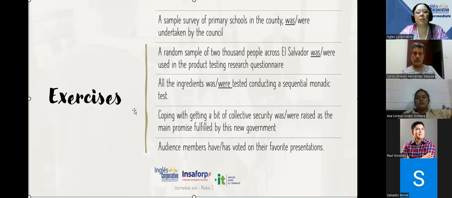Was. Why, Ana Lorena? Because talk about security, collective security. Okay, a bit of collective security.